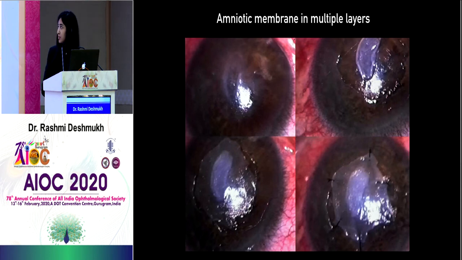This is an example of amniotic membrane being used in multiple layers. There's a persistent epithelial defect which is cleared and the epithelium is removed, as seen in the second picture. A smaller amniotic membrane is first placed and on top of it a larger membrane is placed, and then it is sutured to the corneal tissue.